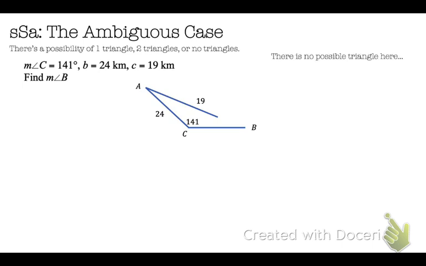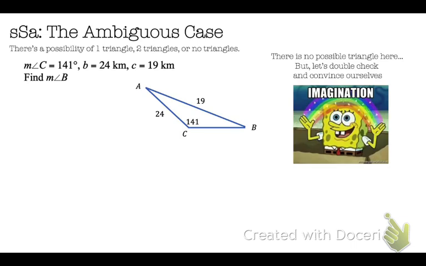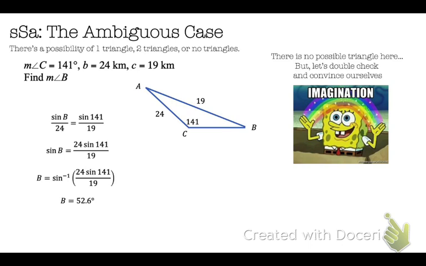So that tells me that there are no possible triangles here. But let's pretend that it is a possible triangle and double check ourselves. So if we have sine of B, we're solving for angle B, over 24 equals sine of 141 over 19, then sine of B equals 24 sine of 141 over 19. So B equals the sine inverse of 24 sine of 141 over 19, which is 52.6. So they're saying that angle right there is 52.6.